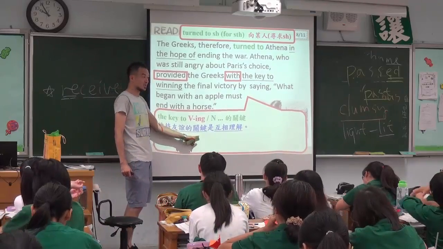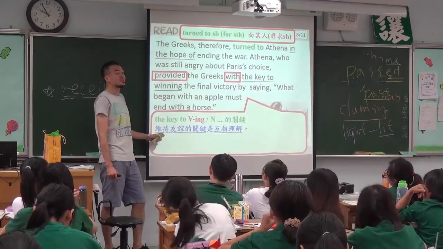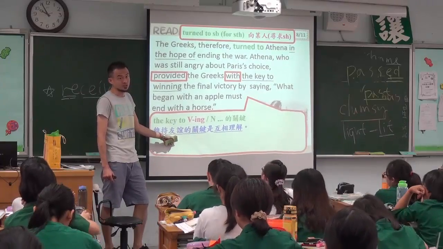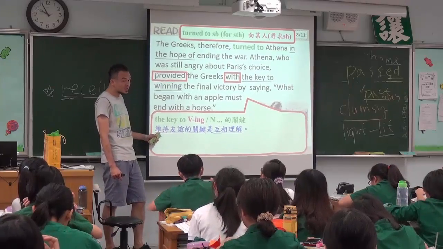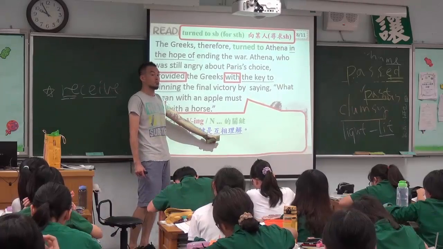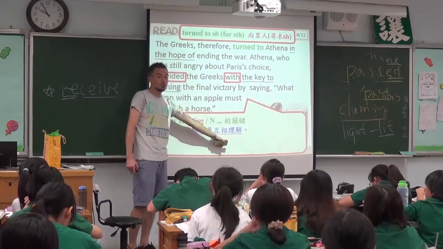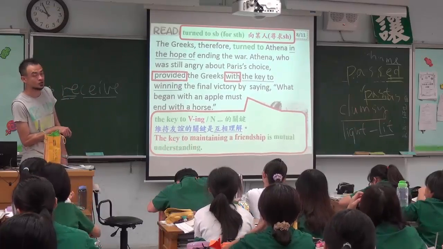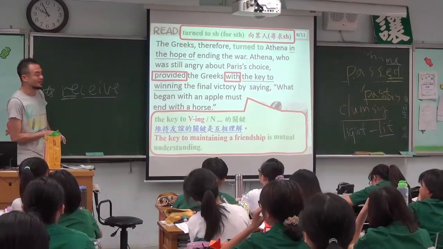The key to maintaining... Friendship 可以加冠词，是一段友谊，所以是 friendship。所以变成 the key to maintaining a friendship is mutual understanding. It's okay. So here please read an example together. Once again, the key to friendship is mutual understanding. Yeah, this is it.